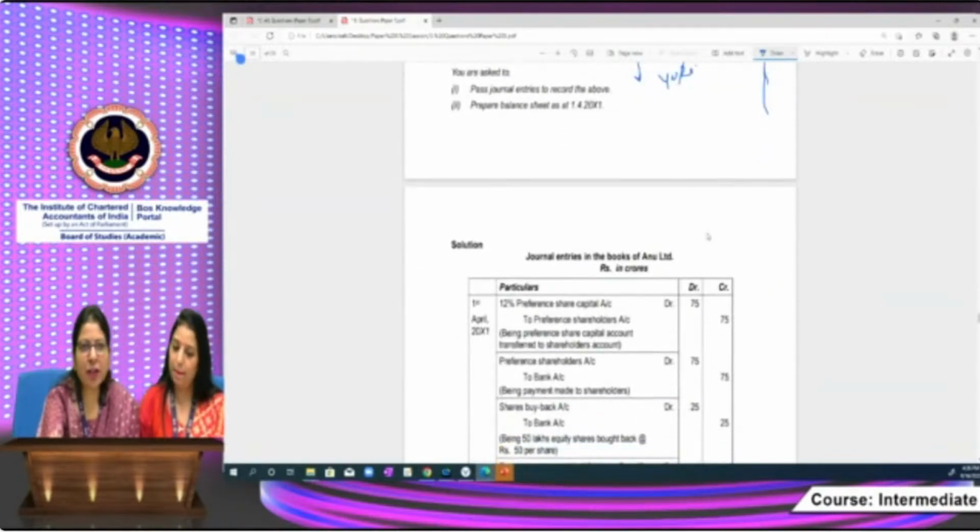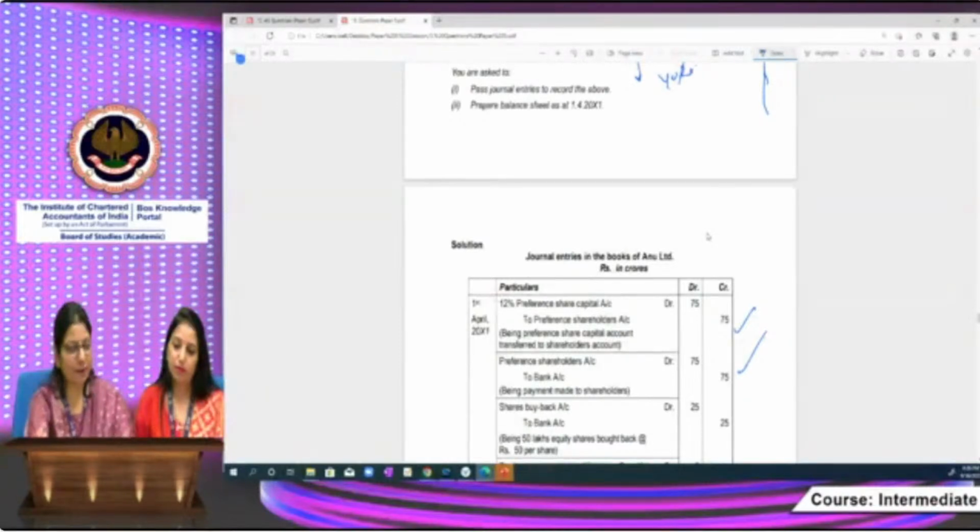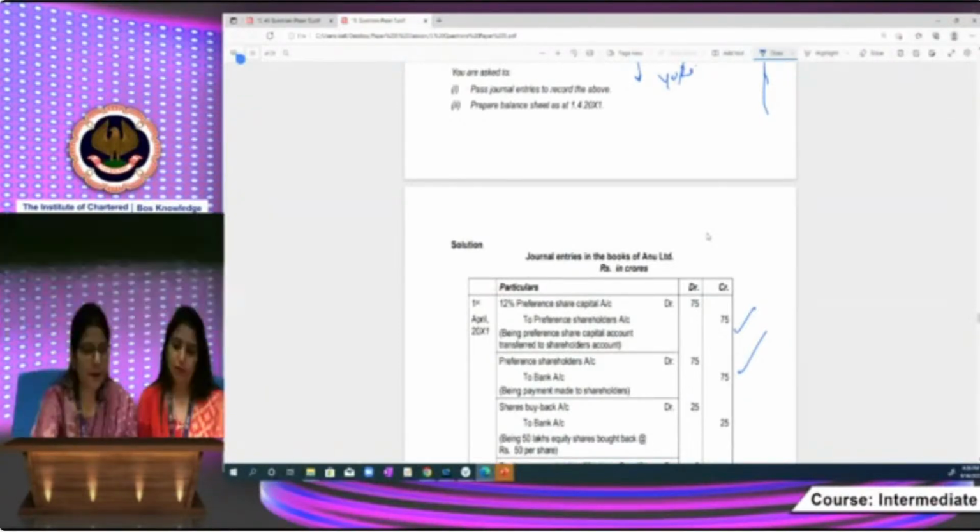It will be redeemed because no information is given to us about any premium on redemption of preference shares. So we will completely assume that there is no premium. At par, we are redeeming them. Preference share capital account will be debited to preference shareholders, and preference shareholders will be to bank. So these two entries are very simple. There is nothing to worry about.